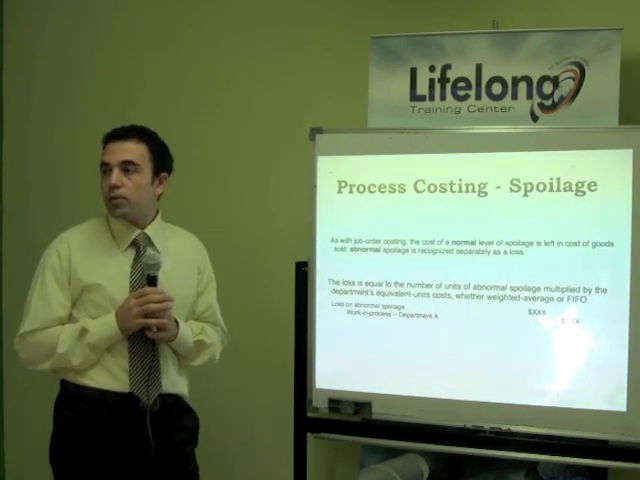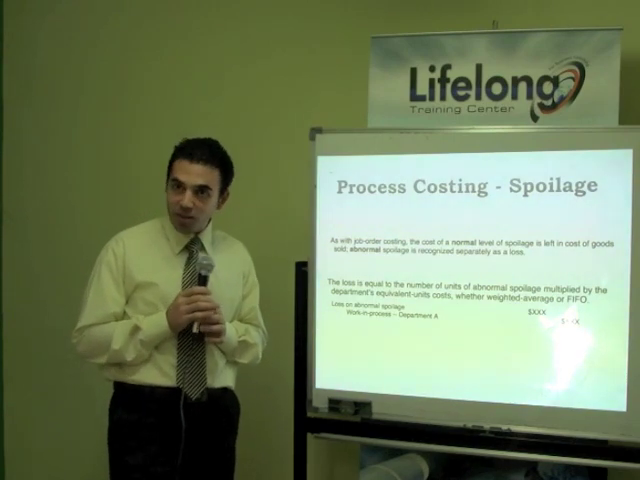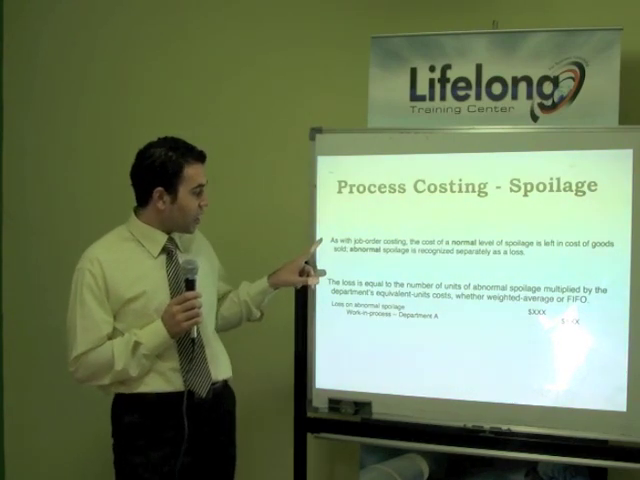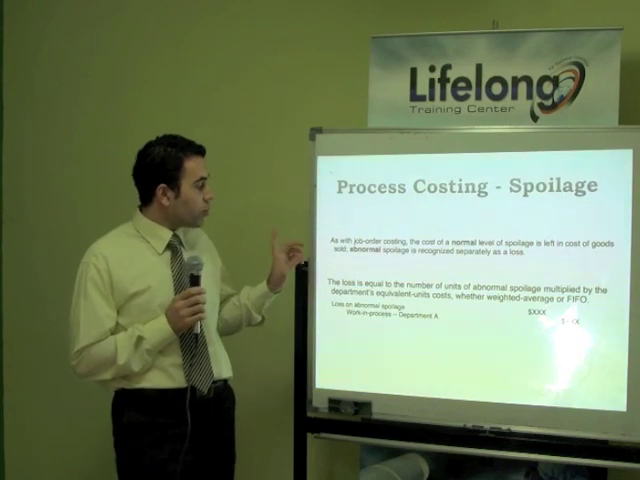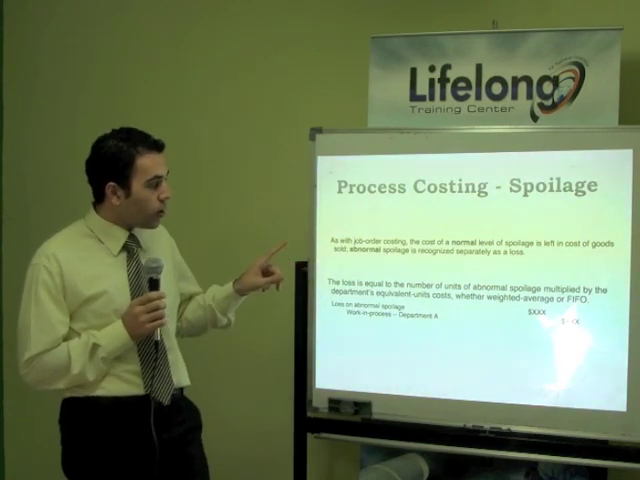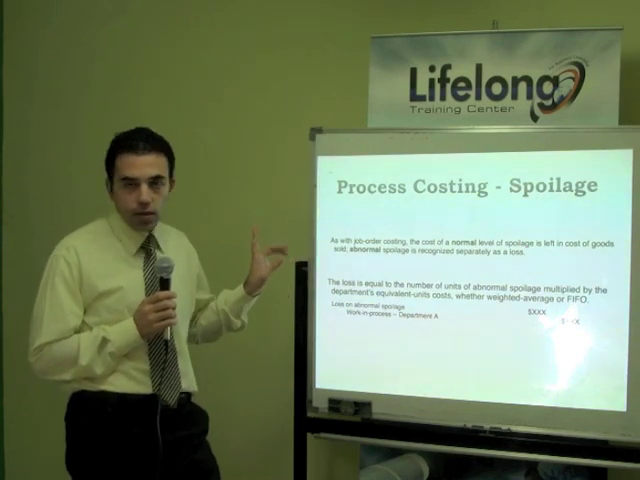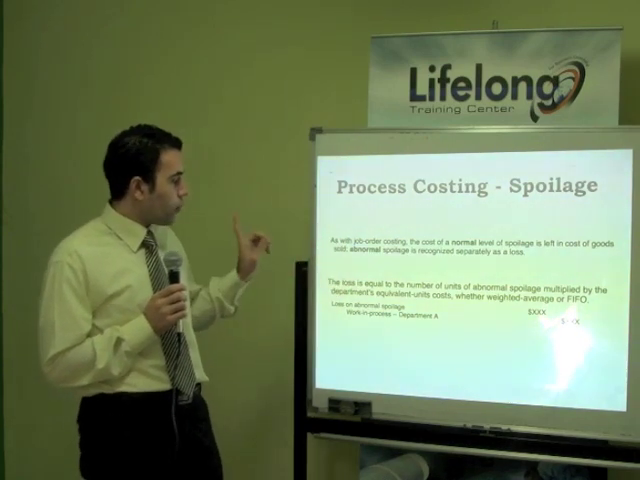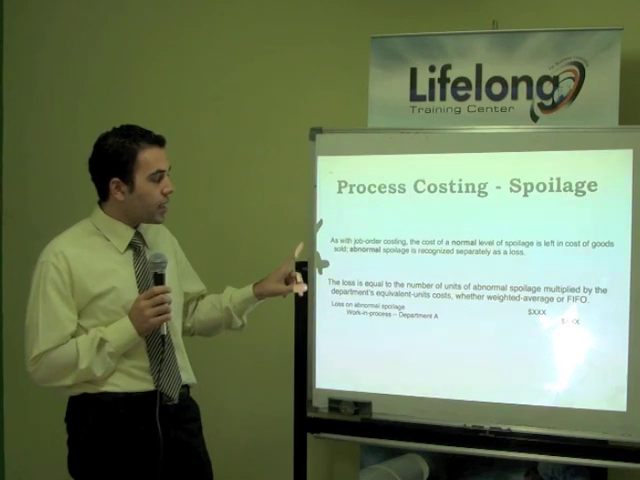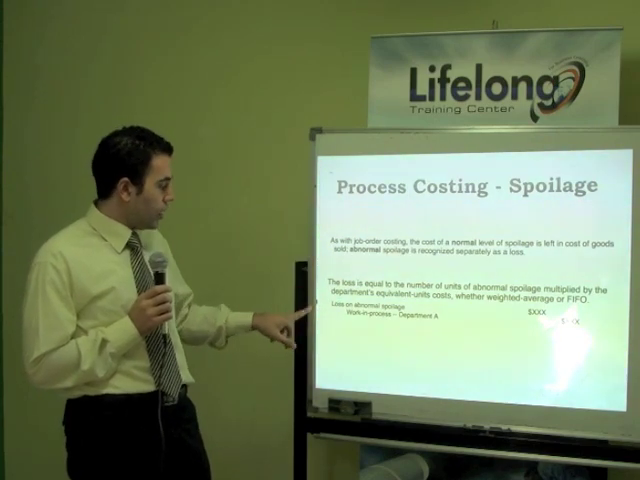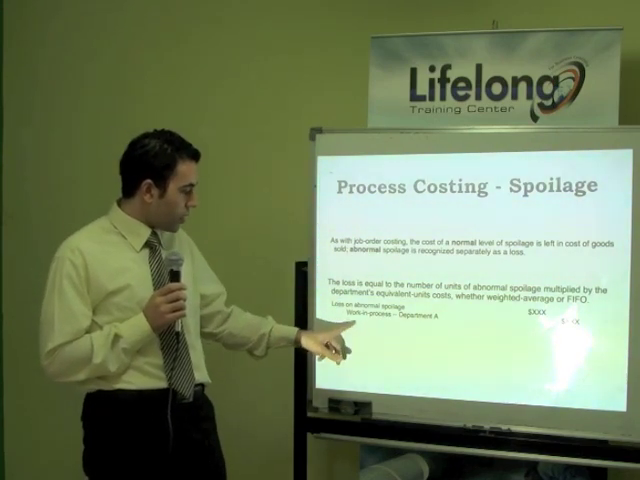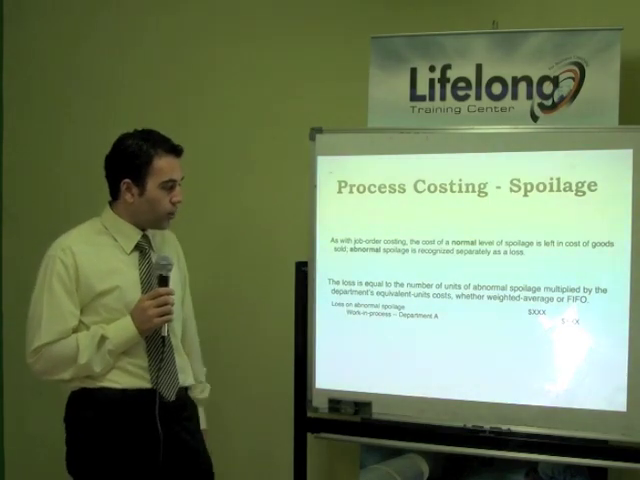Now we need to account for spoilage. Now we come up to the spoilage, okay? As with job order costing, normal spoilage will be left in the cost of goods sold. We will leave it in cost of goods sold. Abnormal spoilage is recognized separately as a loss. In work in process, we take a work in process loss for abnormal spoilage.